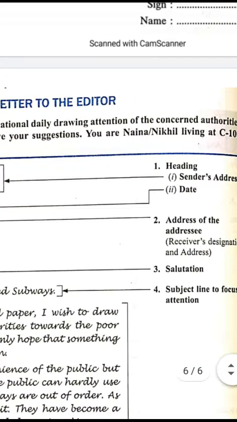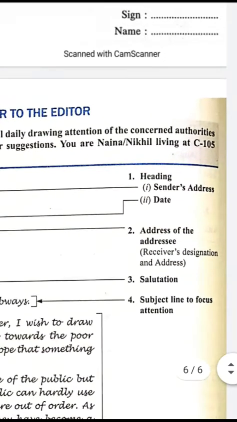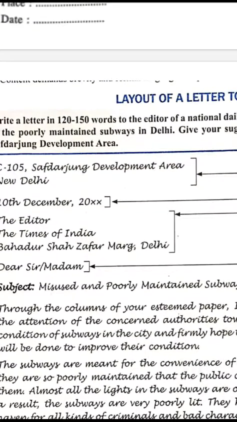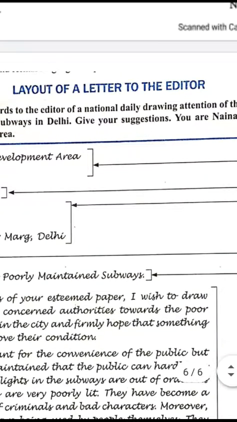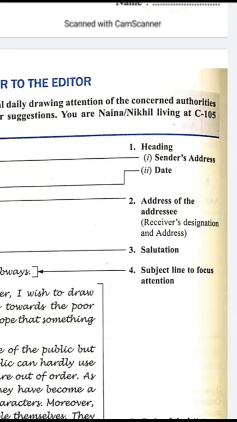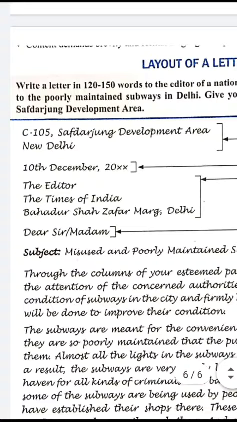Now, what is the issue, the matter, the subject? You have to draw the attention of the authorities concerned to the poorly maintained subways in Delhi. You are required to give your suggestions also, and very important, who are you? The detail is also provided. You are Naina or Nikhil. The girls will prefer to write Naina and boys will prefer to write Nikhil. And most important, your address is given: C105 Safdarganj Development Area.